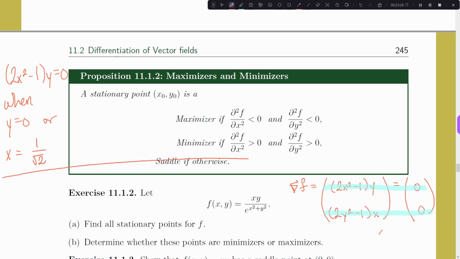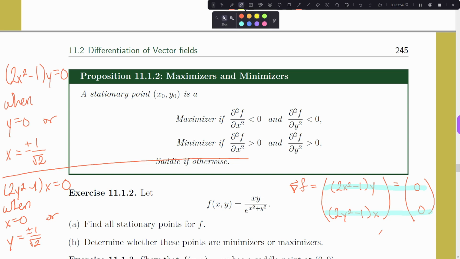And in the second case, we have the opposite. 2y squared minus 1, times x, equals 0 when x is 0, or when y is 1 over root 2. These are plus or minus, right? Because we're taking square roots. Okay, so this is actually a little bit unclear right now. How do these give us our stationary points? Well, it's all combinations of these. All right, now we're going to go to part B and the whiteboard for the specific case of x being 1 over root 2 and y being 1 over root 2.